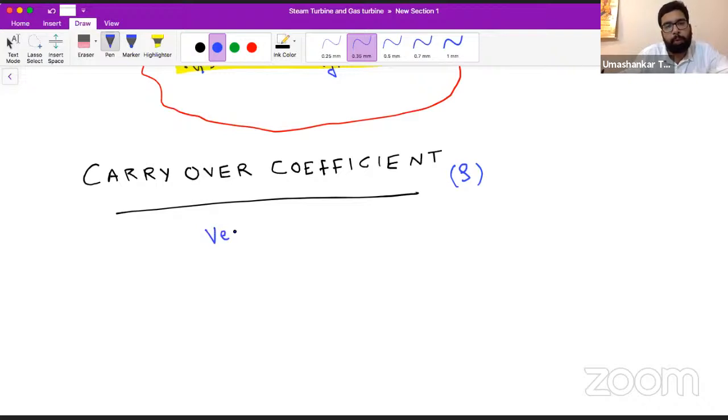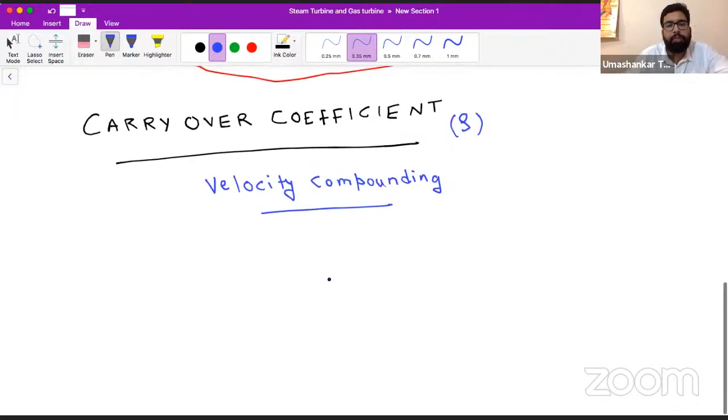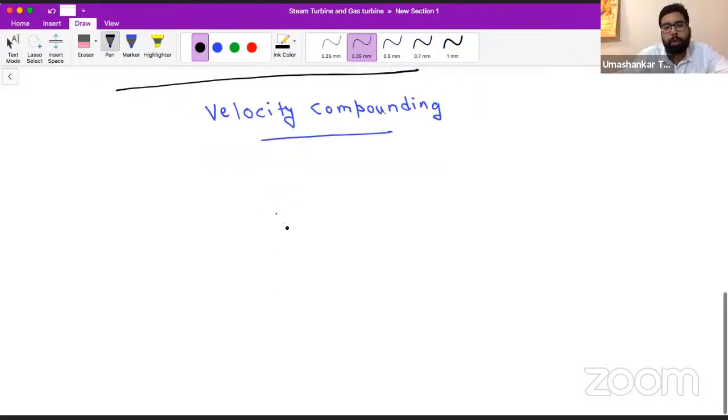So, a velocity compounded turbine. We will understand this with the help of a Curtis turbine. So what happened in a Curtis turbine? What we have seen in a Curtis turbine, if you remember, those who are live can respond to me. So we had a moving blade, the first row of the moving blade.